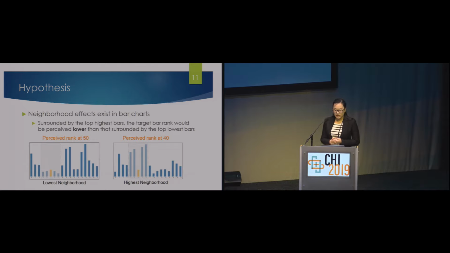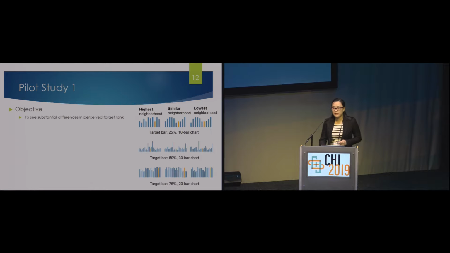For example, if the target bar is perceived to be ranked at 50 in the left figure in its lowest neighborhood, we anticipate to see that it will be perceived even lower, for example at 40, in its highest neighborhood. We conducted 3 studies to investigate these neighborhood effects.